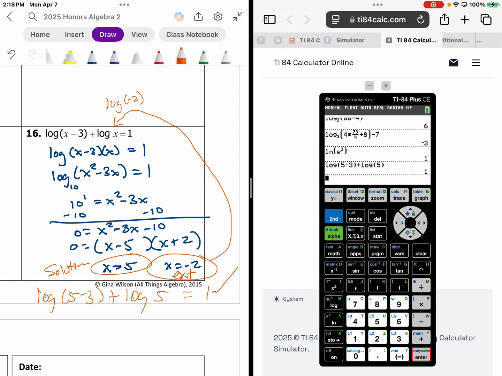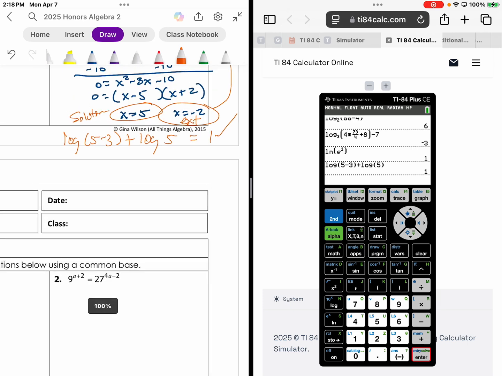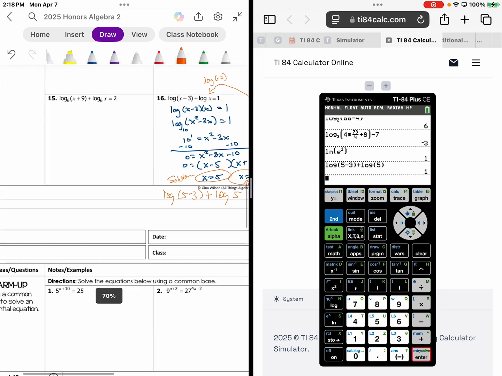Questions so far? All right. So there's the solving logarithms.